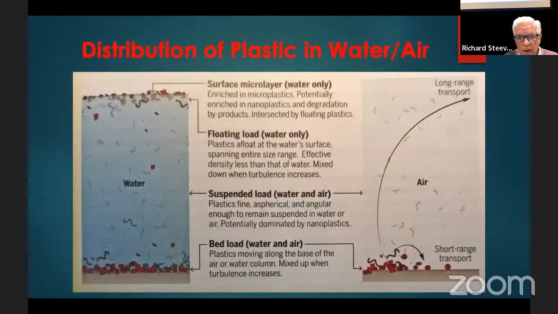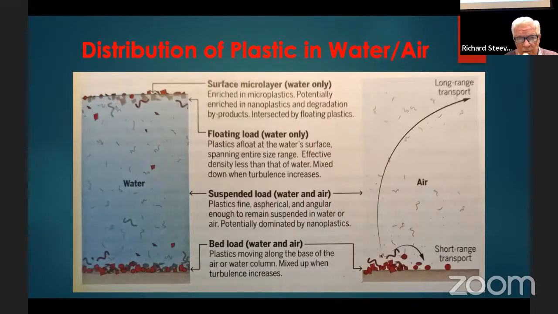Incredible. So, I'm going to have a little mini talk here about plastic. I never realized before that plastic can be distributed in the air. I never thought of it. We always think of it as in the ground, in the water, but apparently it can also get in the air.